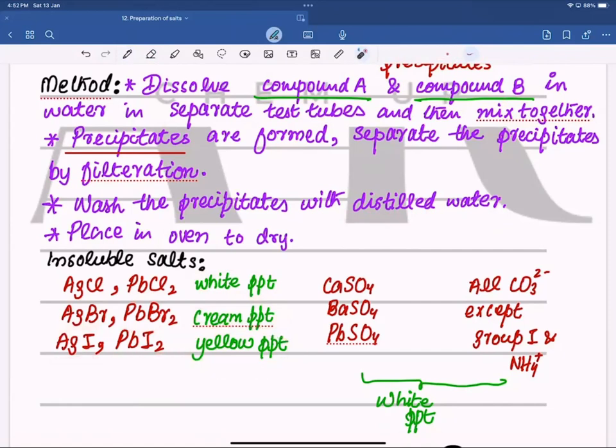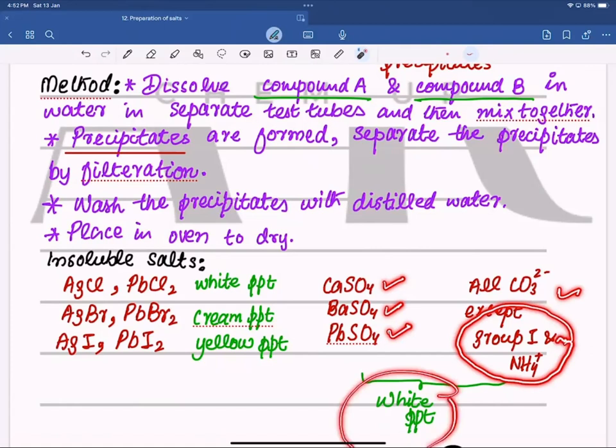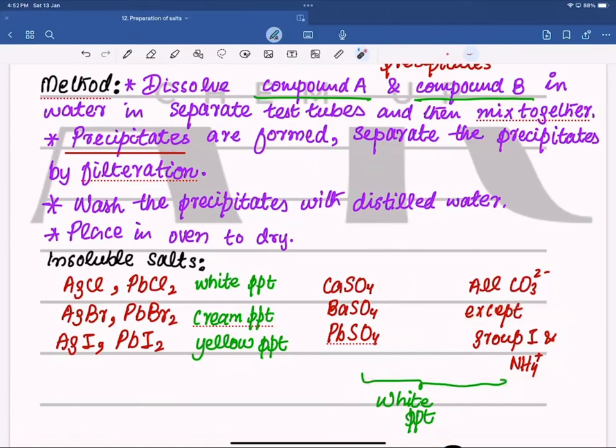Then calcium sulfate, barium sulfate, lead sulfate, and all the carbonates except carbonates of group 1 elements and ammonium are water insoluble, and they show white precipitates, except transition metals. Okay, so note down the method, then we will see the past paper question related to this precipitation method.